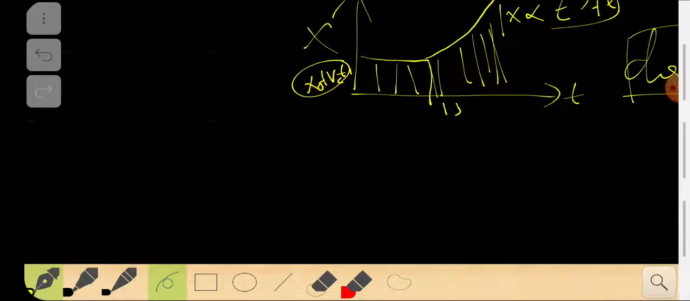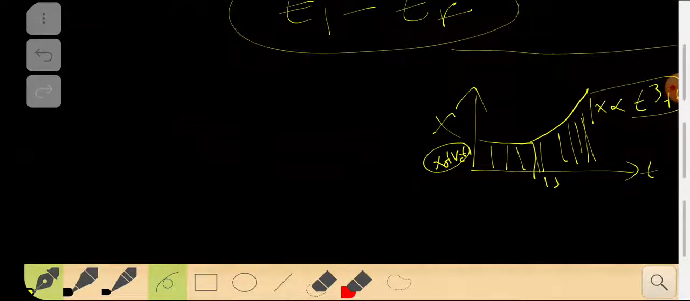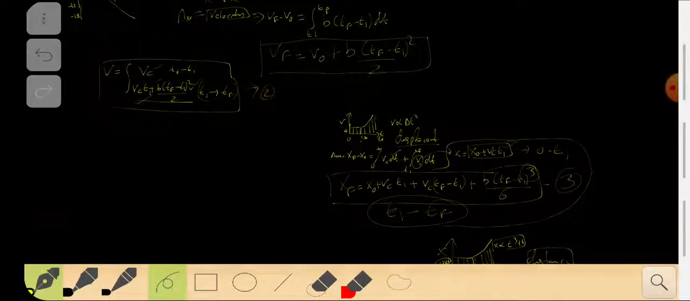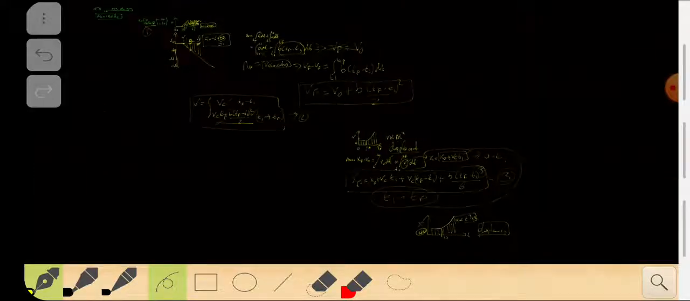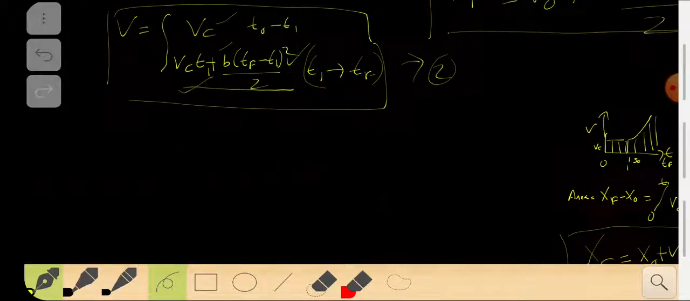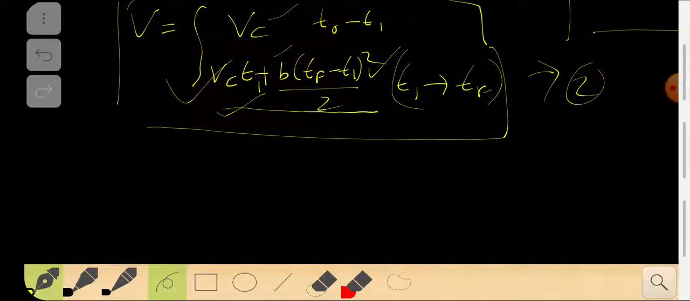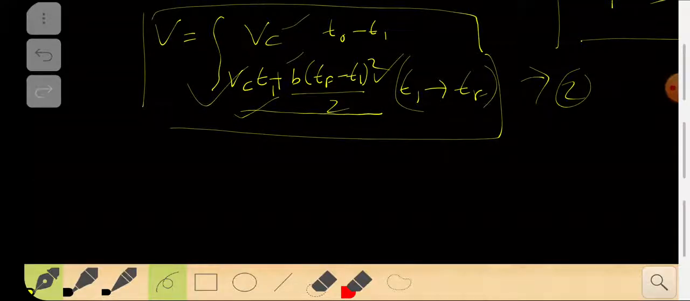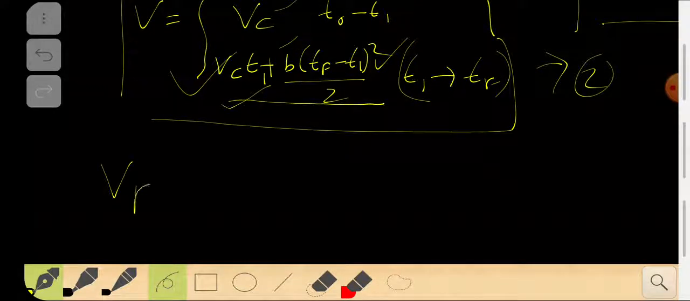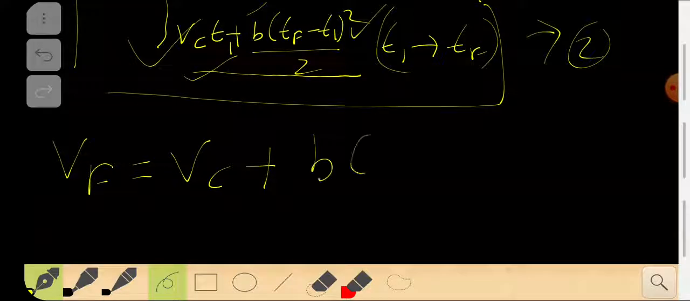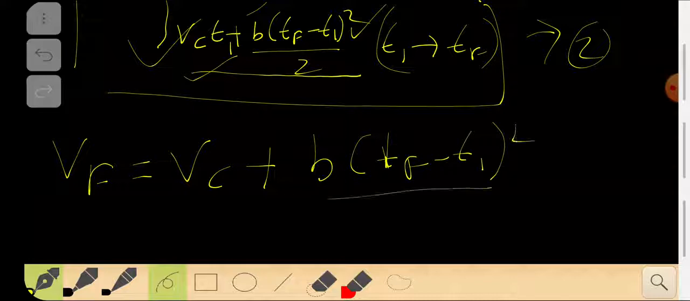Okay, now let's get back to equation 2. We got the displacement equation, we got the acceleration equation, we got the velocity equation, we got them all. Now what we can do is take out the velocity equation for the second part, from t1, the first second, to t final. We can see that v final will be equal to vc plus b times t final minus t initial, t1, the whole square by 2, right.